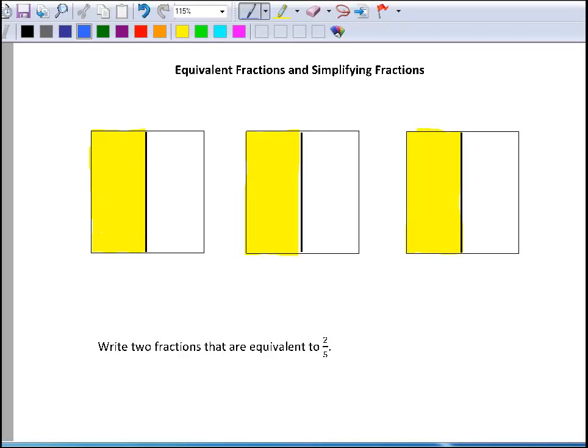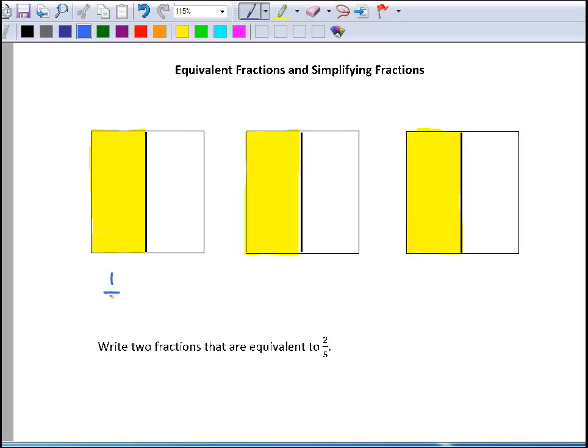Welcome to a quick video reviewing the concepts of equivalent fractions and simplifying fractions. What we have here on this page is three figures. Each of the bigger rectangles represents one whole, and as you can see, half of each of those rectangles is shaded yellow and the other half is shaded white. So let's focus for a minute on the yellow part of the rectangle.